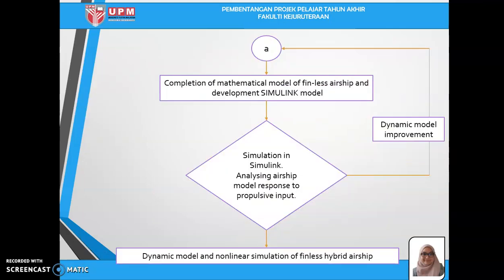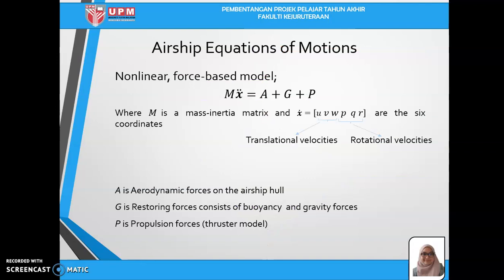Moving on, completion of the mathematical model of the finless airship and development of the Simulink model. Then we're going to analyze the airship model response to propulsive input, whether the response is appropriate to the propulsive input given. So the equations of motion actually are a nonlinear and force-based model.